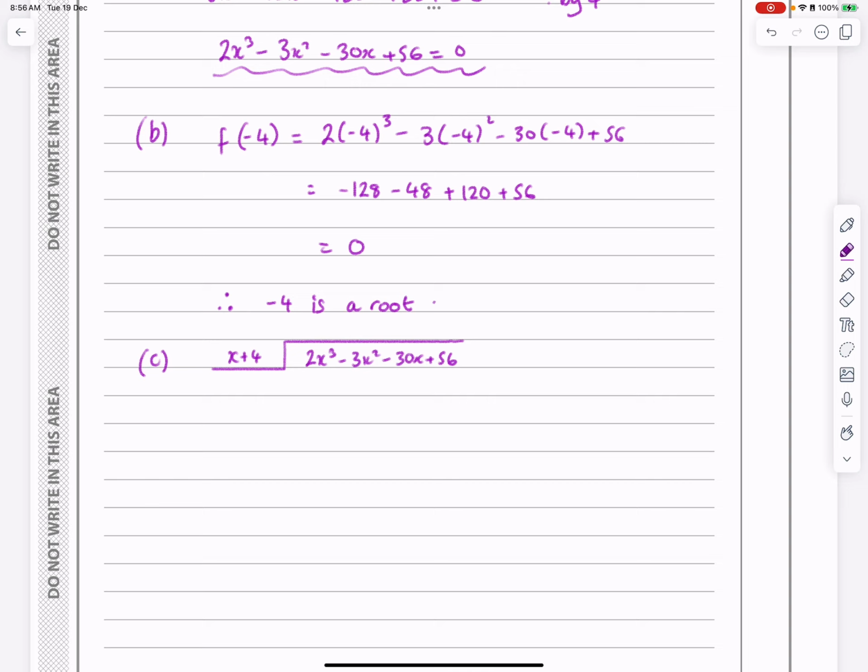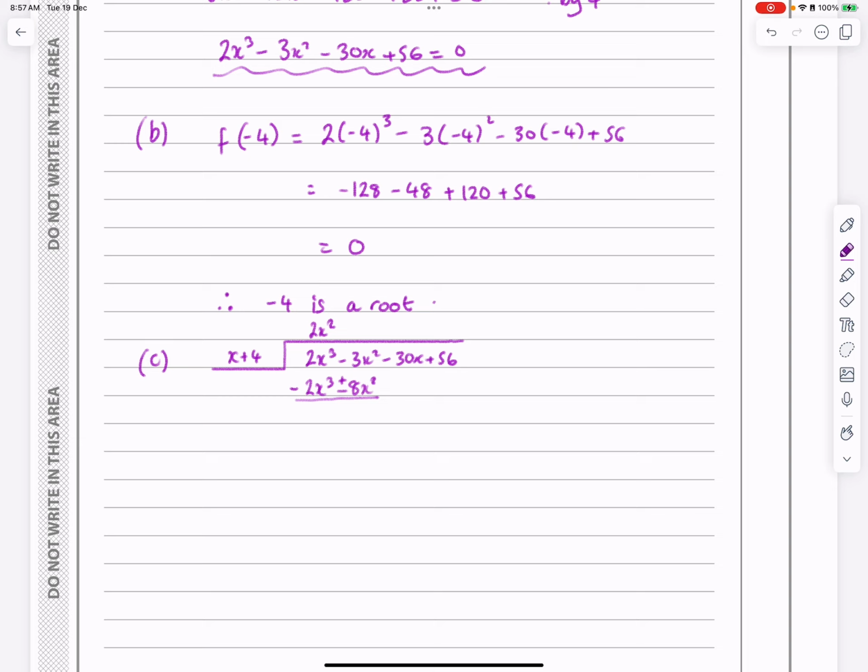So, algebraic long division. How many times does x go into 2x cubed? It goes in 2x squared times. Multiply 2x squared by all of that. I'm going to get 2x cubed plus 8x squared. And what I'm now going to do is subtract that away. When I subtract that away, those two will cancel.